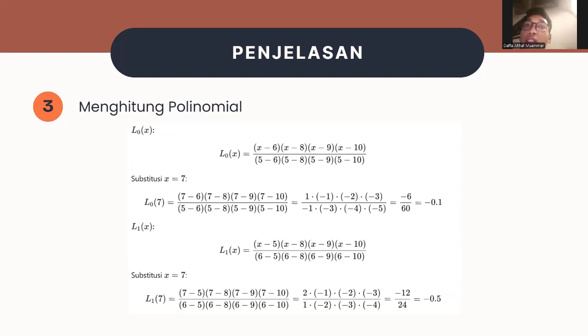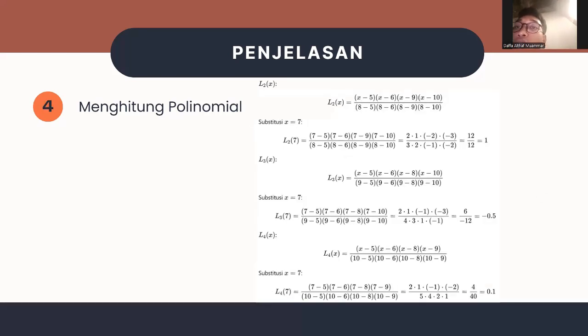Next is where we search the L2. This is the same as how we search the L0 and L1. So L2(x) equals (x minus 5)(x minus 9)(x minus 9)(x minus 10) divided by (8 minus 5)(8 minus 6)(8 minus 9)(8 minus 10). We have to change x to 7.